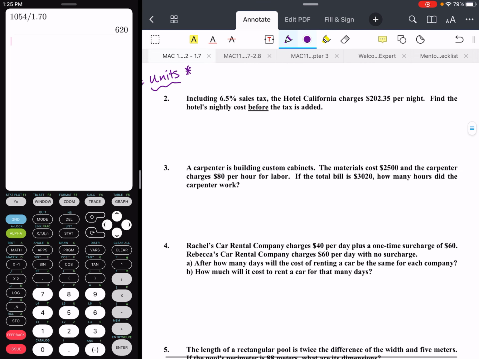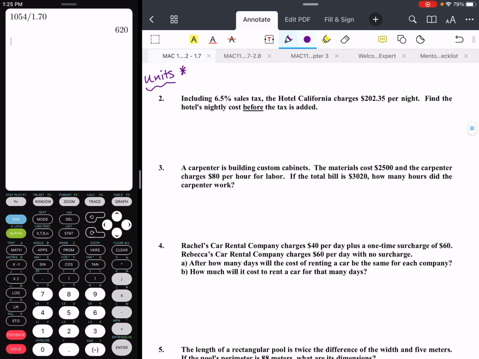All right, so number 2 is kind of deceptively tricky. It says including 6.5% sales tax, the Hotel California charges $202.35 per night. Find the hotel's nightly cost before the tax is added. A lot of you guys are about to say, oh, 202.35 minus 6.5%, 0.065 times that price, 202.35, boom, 189.20 if I'm rounding to the nearest cent.